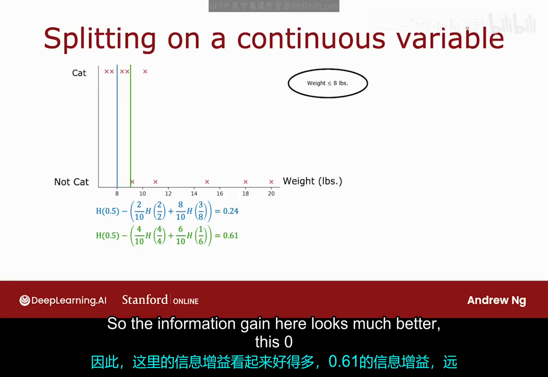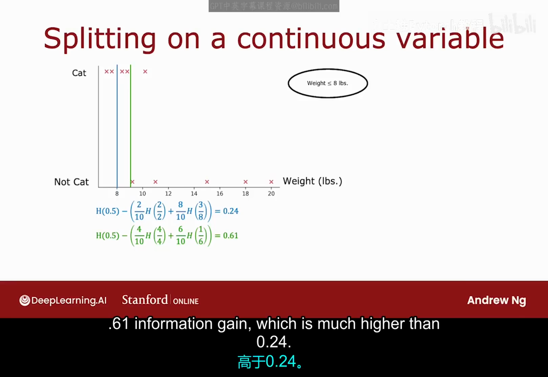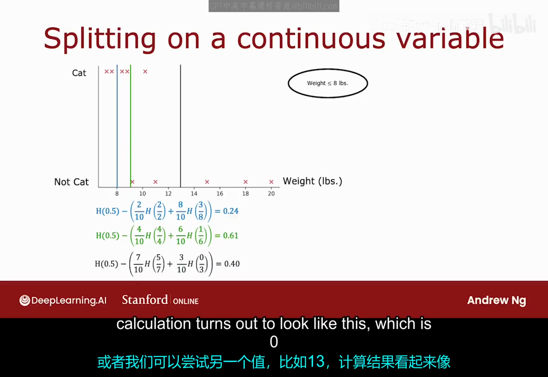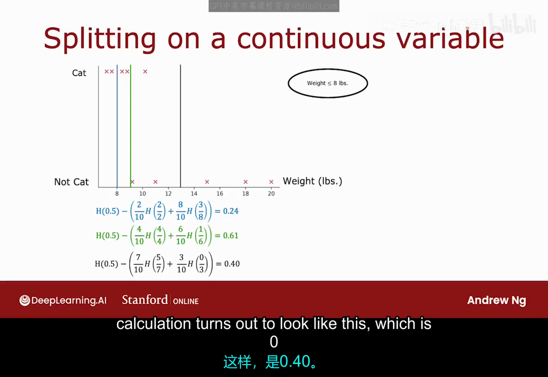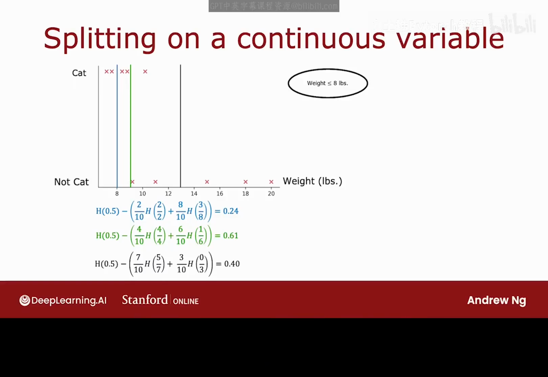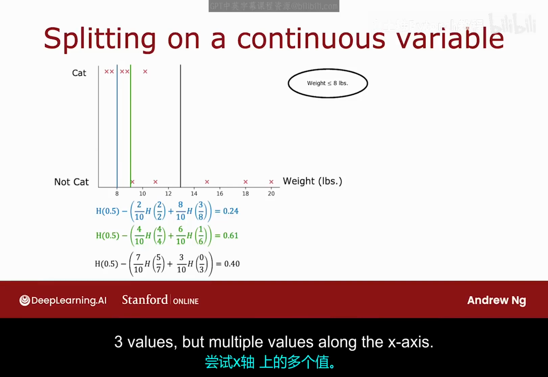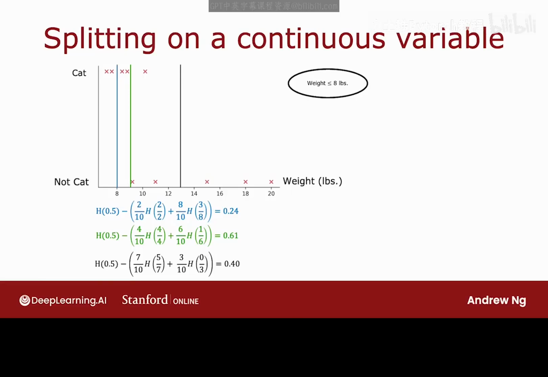So the information gain here looks much better. It's 0.61 information gain, which is much higher than 0.24. Or we could try another value, say 13, and the calculation turns out to look like this, which is 0.40. In the more general case, we'll actually try not just 3 values, but multiple values along the x-axis.